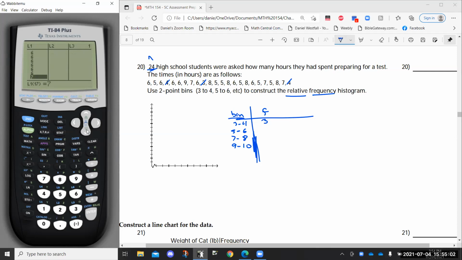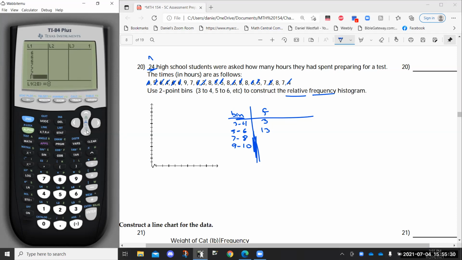So we should have 6 and 7 is 13. Let's see if we have 13. 1, 2, 3, 4, 5, 6, 7, 8, 9, 10, 11, 12, 13. Yep. 7s and 8s.